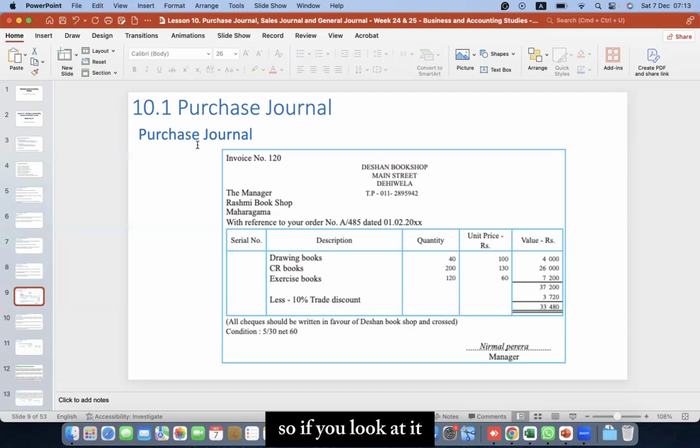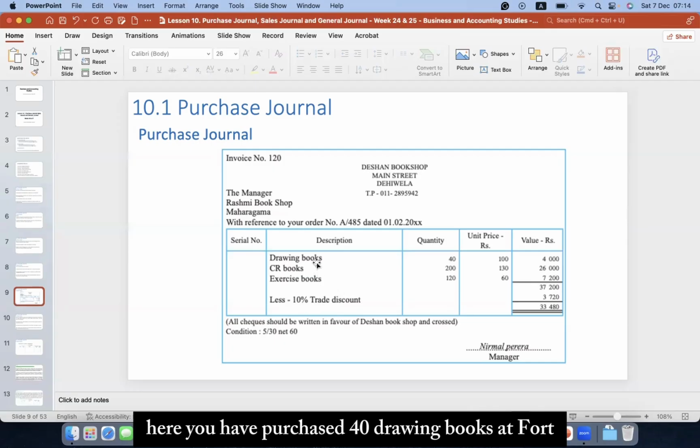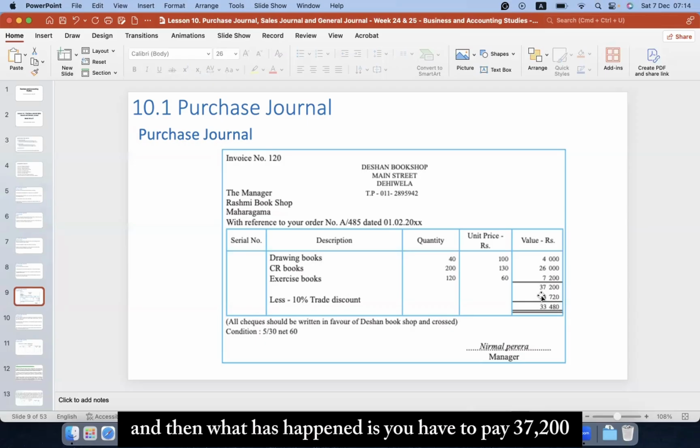If you look at it, you can see the invoice number, which we already talked about, a unique number, and you have all the details of the goods you purchased. For example, here you have purchased 40 drawing books at 100 rupees per book, 200 CR books at 130 rupees each, and 120 exercise books at 60 rupees each. And then you have to pay 37,200.